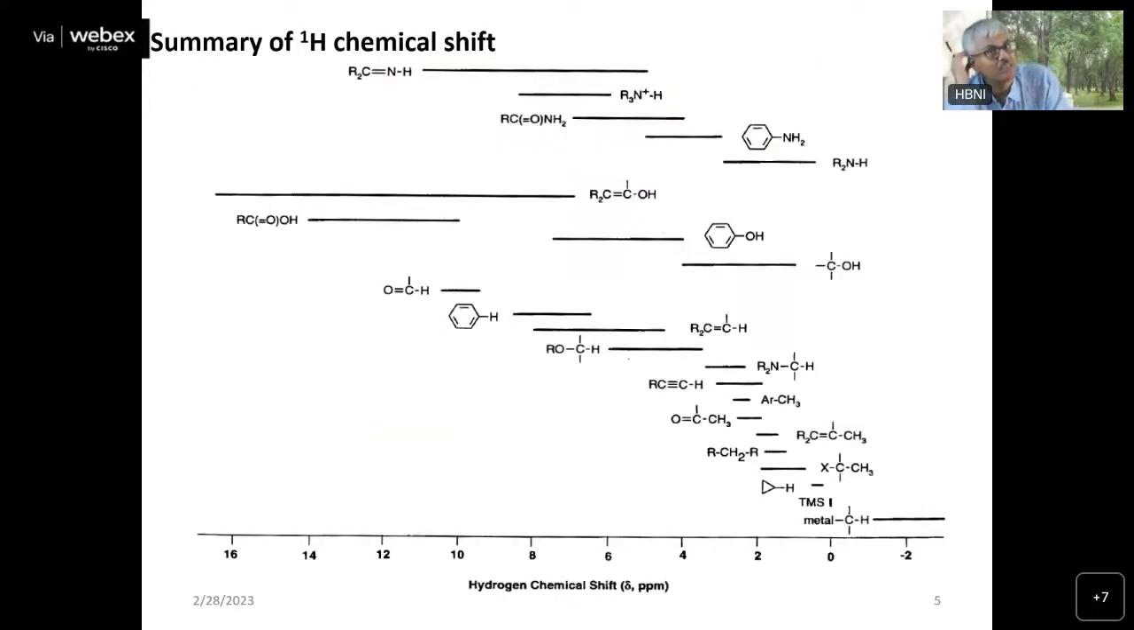Now here I have summarized the proton chemical shifts, and I have already told you, it is the summary, so it is self-explanatory. You can see it, and whatever I have discussed is placed in this chart. So I will not go and discuss it again.